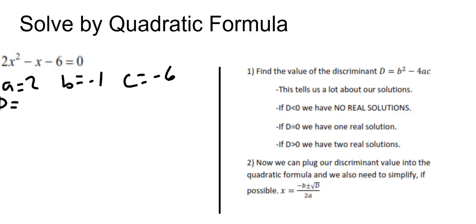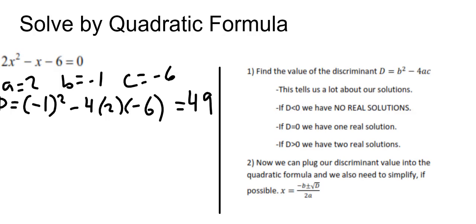So I'm going to go D equals b squared, and I'm going to put it in parentheses because, since it's negative, if you don't put the negative number in parentheses, some calculators won't do the calculation correctly. So we've got (-1) squared minus 4 times a times c. Now all we've got to do is work this out. I'm just going to type in the calculator, (-1) squared minus 4 times 2 times -6, and we get 49. That's nice, because that's a neat, perfect square.